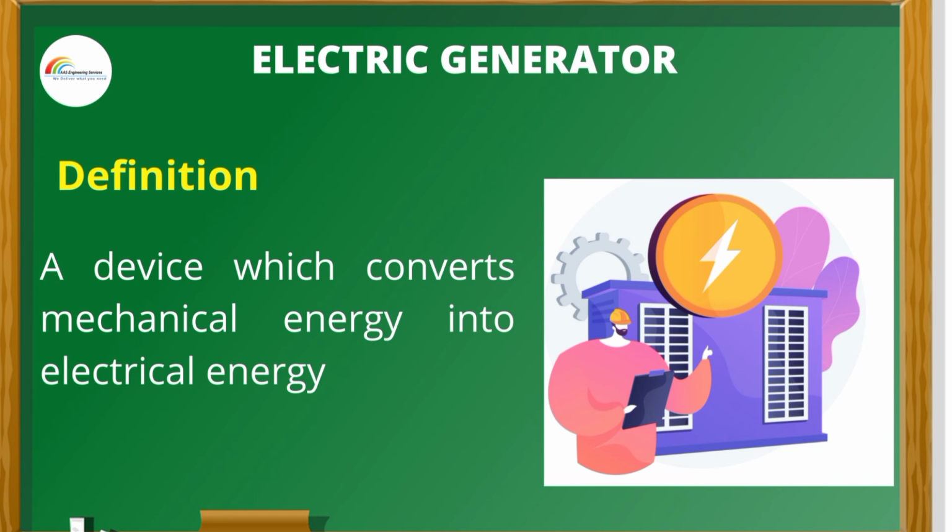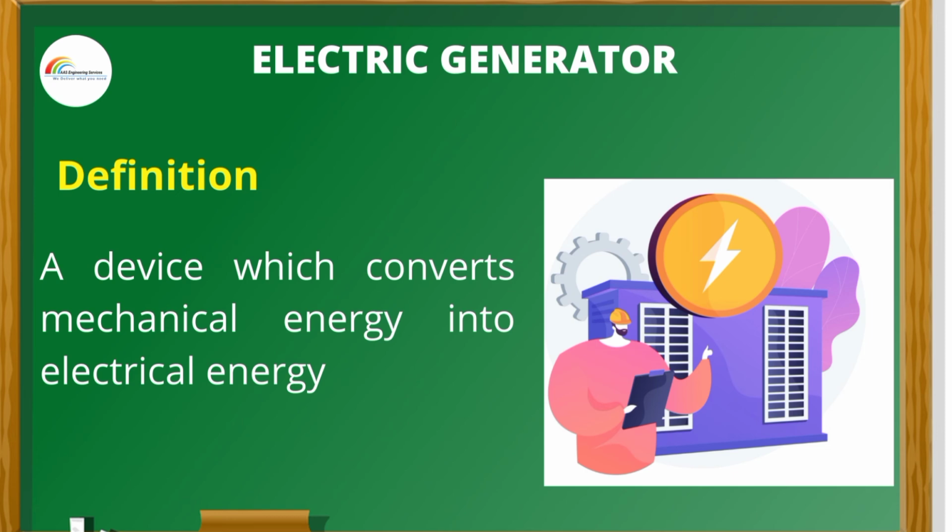A device which converts mechanical energy into electrical energy is called a generator. Meaning the generator is equipment which converts mechanical energy into electrical energy. It is the basic definition of the generator. As far as the motor is concerned, it is the inverse: it converts electrical energy into mechanical energy. In the generator, we convert mechanical energy into electrical energy, from any source, which we will discuss in detail.